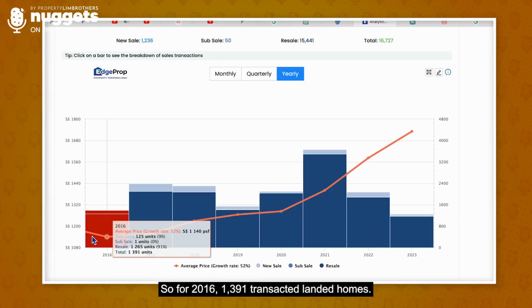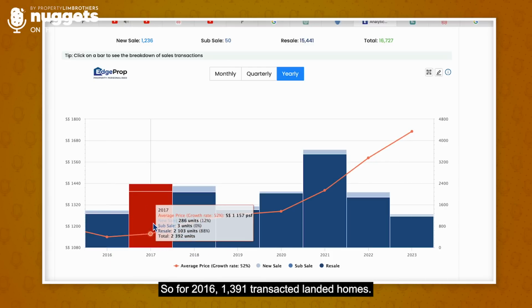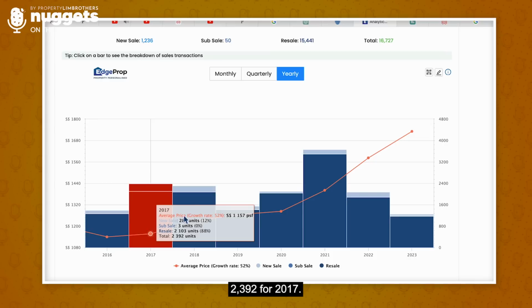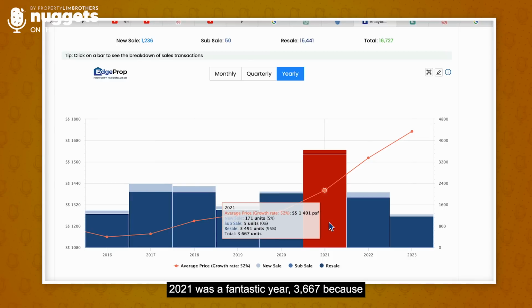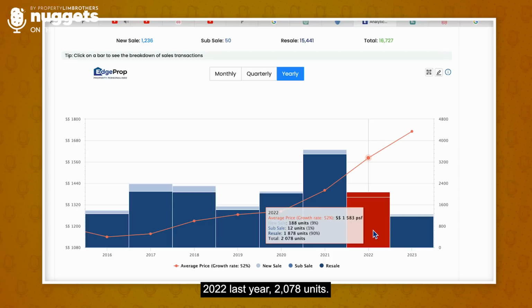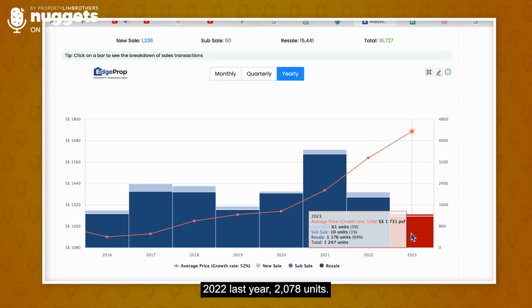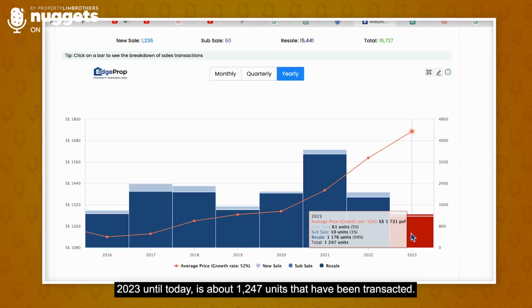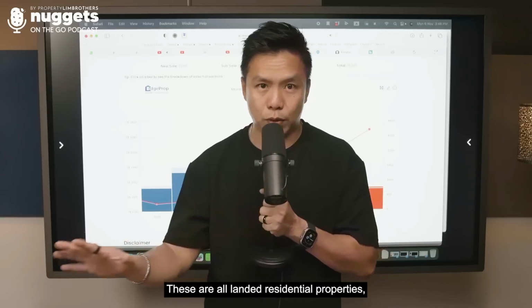So for 2016, 1,391 transacted landed homes. 2,392 for 2017. 2021 was a fantastic year, 3,667, because there was a lot of pent-up demand after COVID. 2022 last year, 2,078 units. 2023 until today is about 1,247 units that have been transacted. These are all landed residential properties.